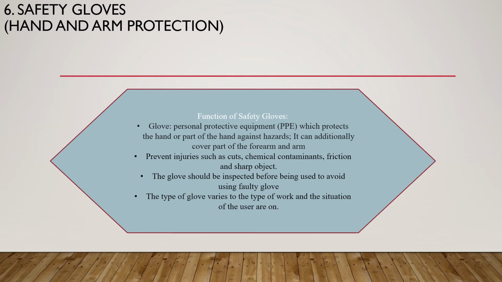So the sixth one is safety glove. The safety glove is a PPE which protects the hand against any hazard, and it can additionally cover part of the forearm and the arms. Examples of injuries that it could prevent are cuts, chemical contaminants, friction, and sharp objects. The glove should also be inspected before being used to avoid using a faulty glove.